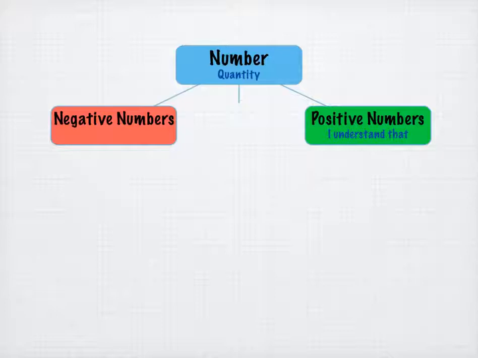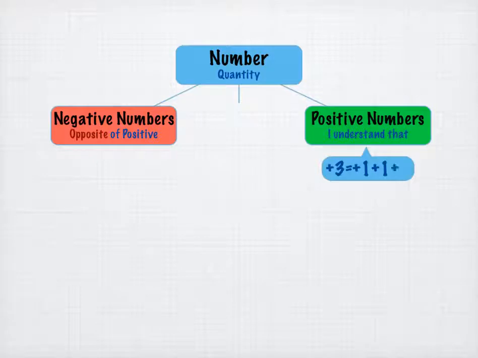One of the ways we can talk about what negative numbers are is we can say that negative numbers are the opposite of positive numbers. Okay, well, what does that mean? What does opposite mean? Well, we kind of know what positive numbers are. Positive 3 is a positive 1, a positive 1, and a positive 1. It's plus 1, plus 1, plus 1. That's what a positive number is.